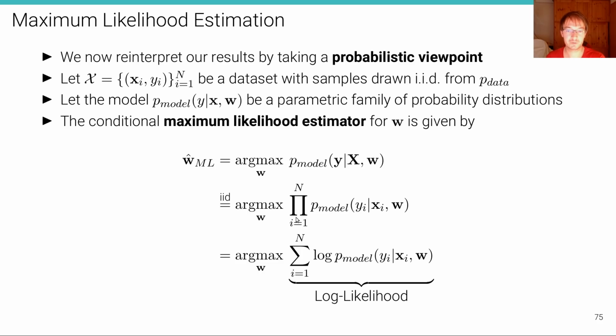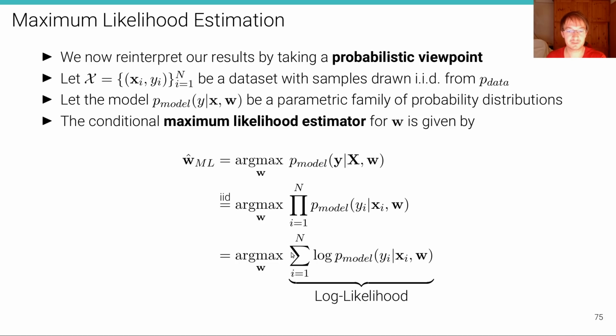And we can exploit this IID assumption here by replacing this with the product, assuming that these pairs are independent. So it's a fundamental law of probability, this independence. And then we can simply rewrite this by taking the logarithm of this expression. The logarithm is a monotonic function, so it doesn't change the argmax.